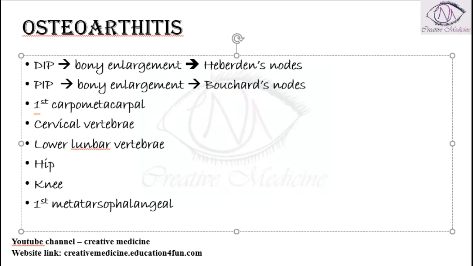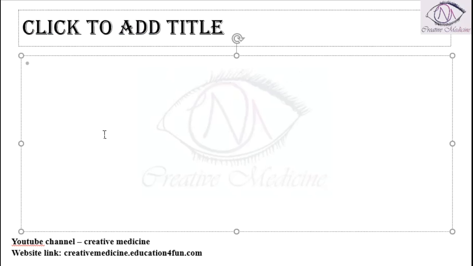called Bouchard's nodes. And one important thing in osteoarthritis is that there is sparing of the metacarpophalangeal joint and the wrist joint in osteoarthritis.